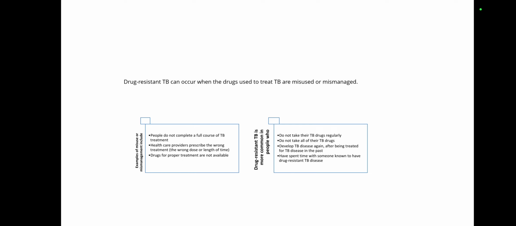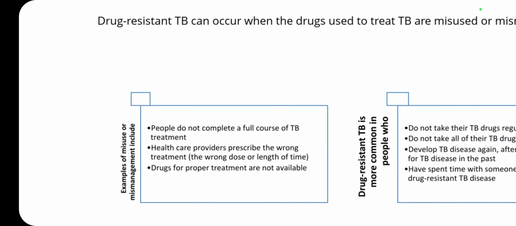Drug-resistant TB can occur when the drugs used to treat tuberculosis are misused or mismanaged. Examples of misuse or mismanagement include people not completing the full course of TB treatment, drugs for proper treatment not being available, and healthcare providers prescribing the wrong treatment, such as a wrong dose or length of time.